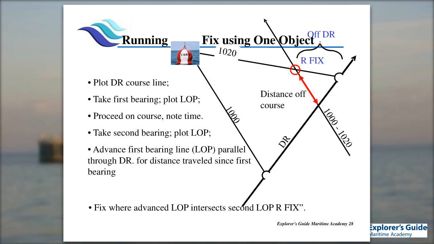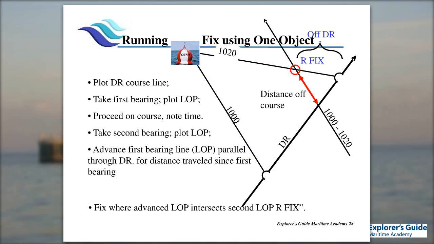Another way of getting a fix is through a running fix. And again, I talk about that in our presentations. I'm going to do a very quick review here. We have our DR. Our DR is our hypothetical course line, based on speed, time, and direction. It does not take into account weather factors, currents, winds. And it's where we think we are.